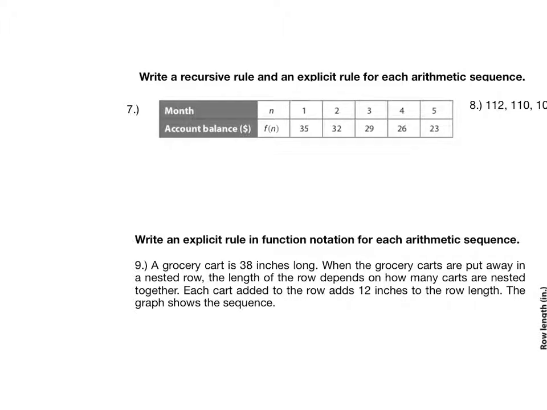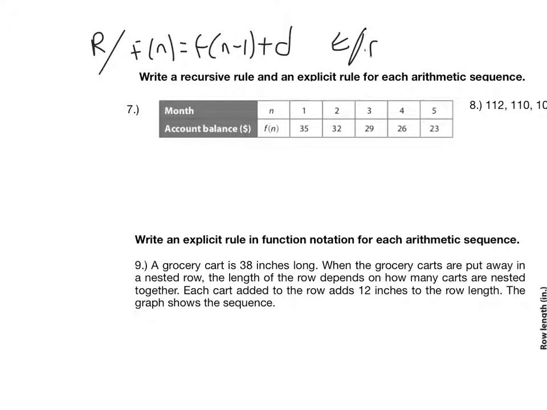Right? A recursive and explicit rule for each arithmetic sequence. You need to memorize these. These are not going to be written down for you tomorrow. So remember, recursive rule, I'll just put that with an R. Recursive rule is going to be f of n equals f of n minus 1 plus your common difference, whatever that is. And for your explicit rule, that's going to be f of n equals your common difference times n minus 1 plus your first term f of 1.